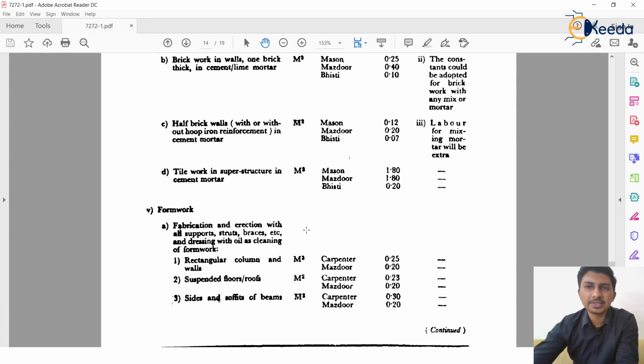I wish you just go through this IS code 7272, which is going to help you; it is the 1974 version. So you need to go through it and understand what the various constants over here are and how to use them properly. With this, I wish you all the best.